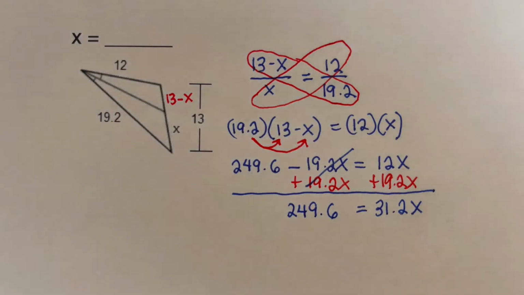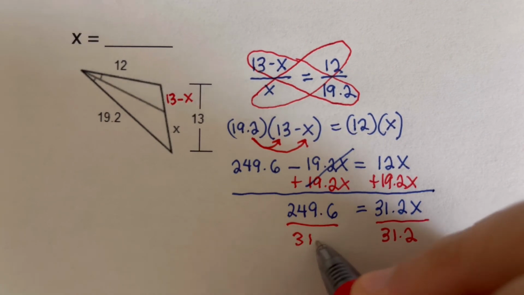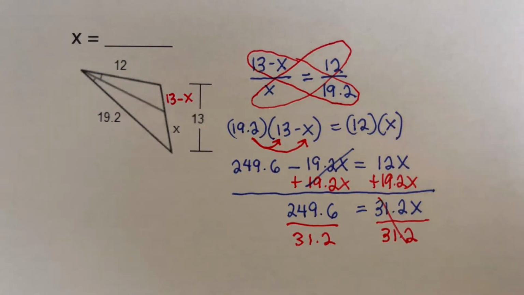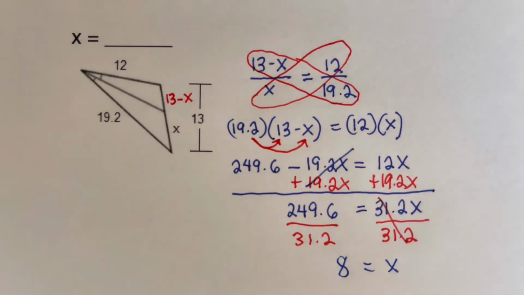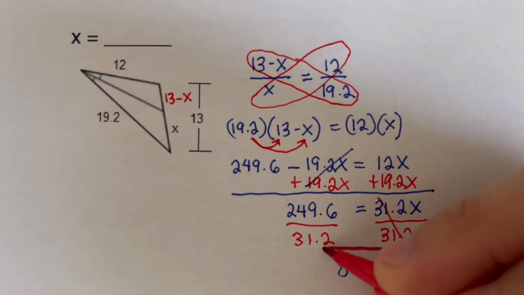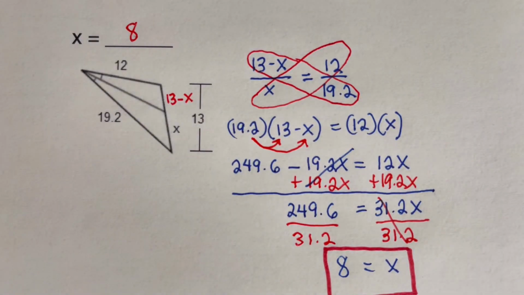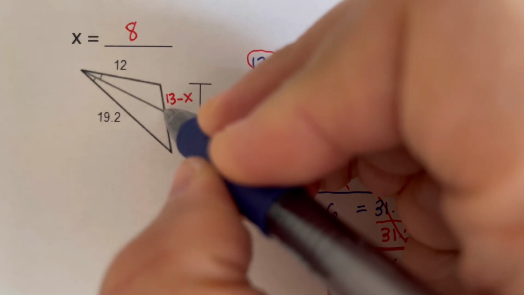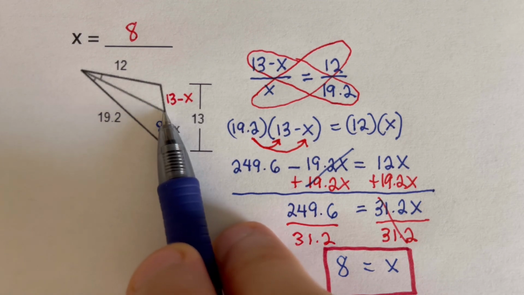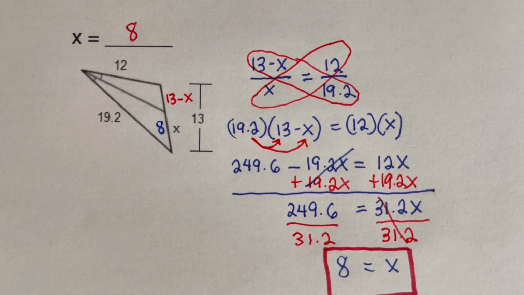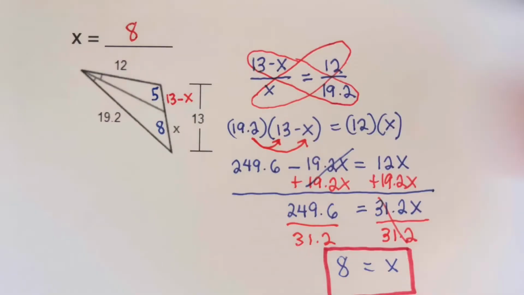So we go ahead and solve for x. We divide both sides by 31.2, so we can cross this out. We are left with x is equal to, if we divide these two together, 8. So the value of x that we have here is 8. I'm going to put 8 up here. So this segment right here is 8. And this segment right here from this point all the way to that point would be 13 minus x, which is 5. So this segment right here is 5.